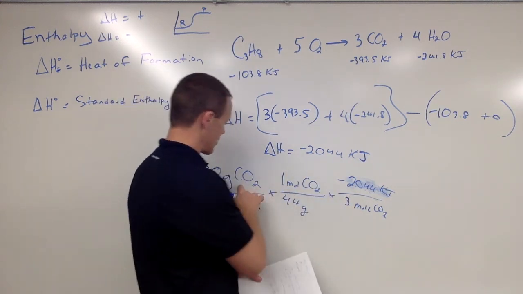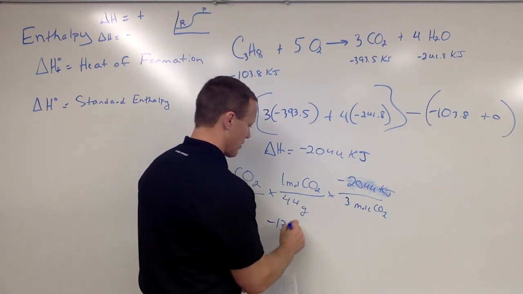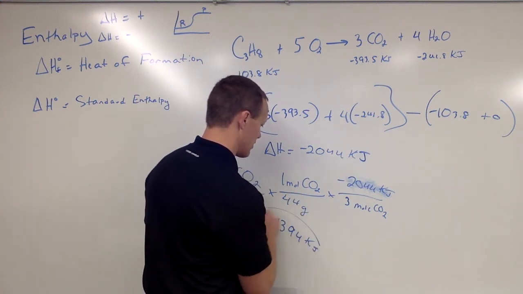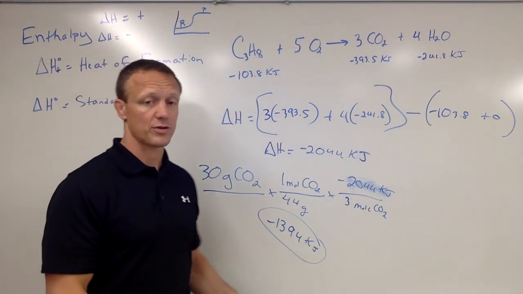So if 30 grams of carbon dioxide was made, you would have a negative 1394 kilojoules of heat that was released to the surroundings. So that means heat is being given off to the surroundings. It's exothermic.